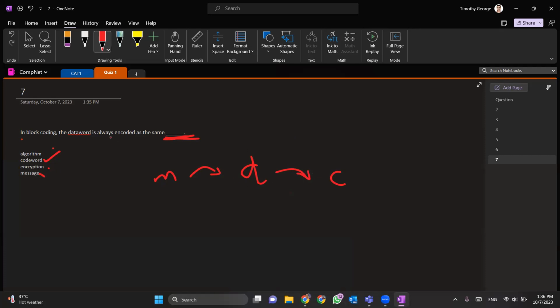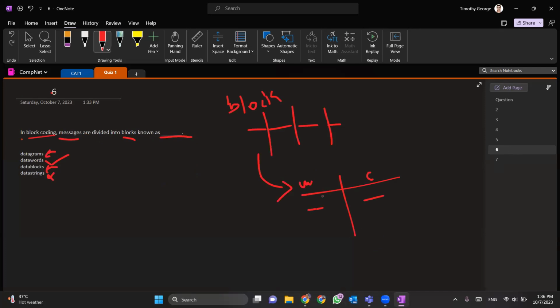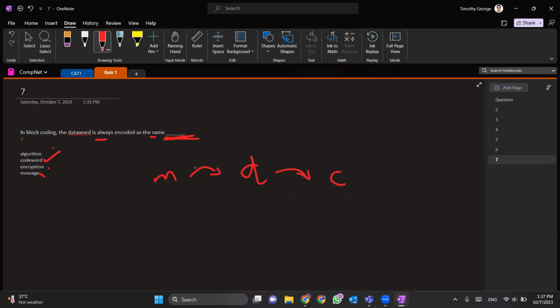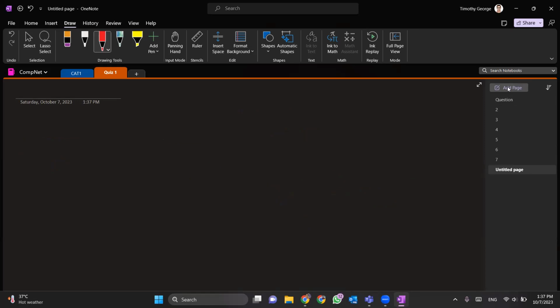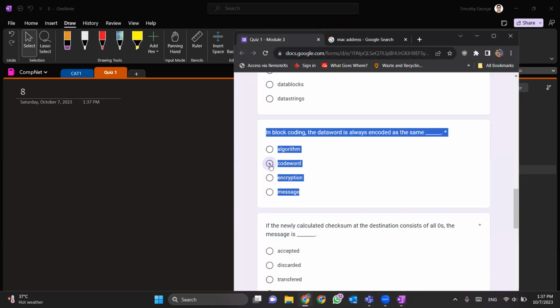Another important thing in this question is always and same. So let me go back to the previous question. In this table, for every unique word that you have in the table, there will be one unique code word. So no two words in this code table can have the same code word. So that's the aim of a code word, to have a specific code. That's this question. Okay, let's go to the next question. 8. Code word. Okay.